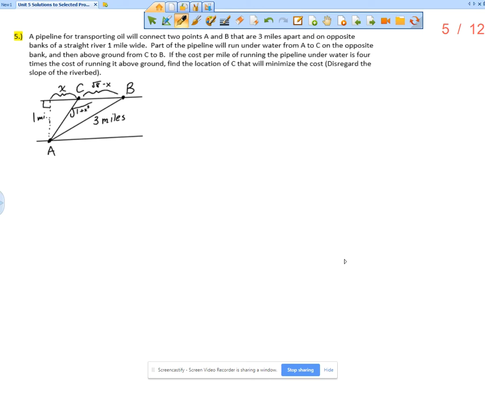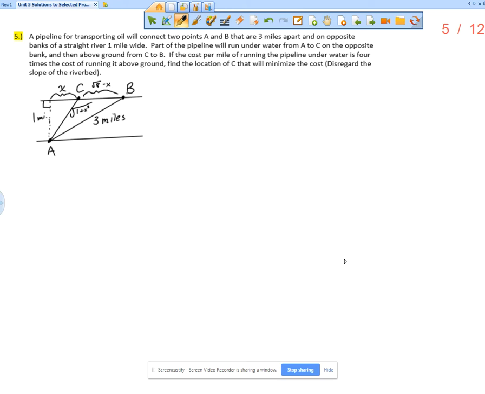Part of the pipeline will run underwater from A to C on the opposite bank, and then above ground from C to B. If the cost per mile of running the pipeline underwater is 4 times the cost of running it above ground, find the location of C that will minimize the cost. Disregard the slope of the riverbed.